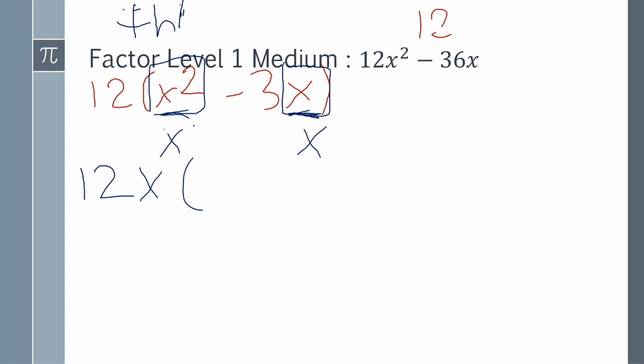Now, what's going to be on the inside? 12x times another x is going to be 12x squared. Because when you multiply exponents, do not forget, you add them, and do not forget that any x or letter has an exponent of 1. So 1 plus 1 equals 2. Keep that in mind, y'all. All right, so because I pulled an x out from the right hand side, I'm only left with 3.